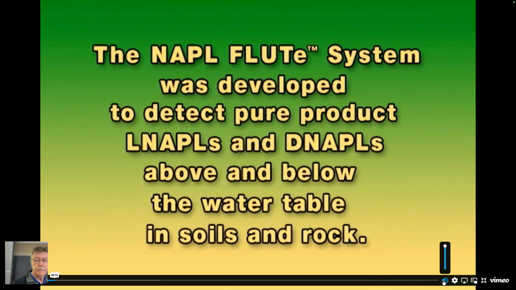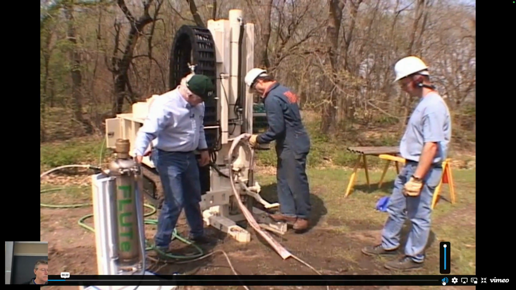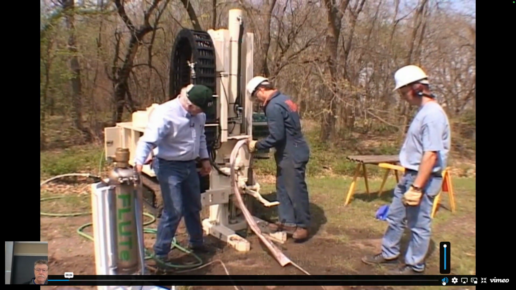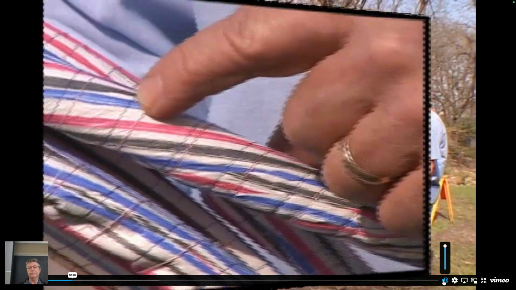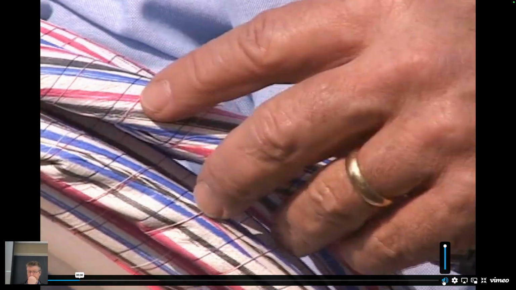Below the water table in soils and rock. An LNAPL FLUTe system is a simple and cost-effective technique for mapping NAPLs. This is one way to do it: a color reactive cover for detection of pure product.